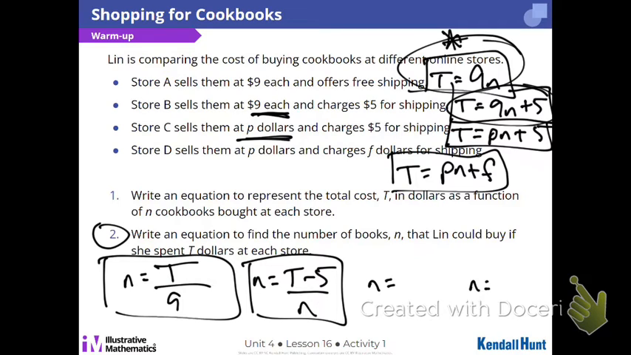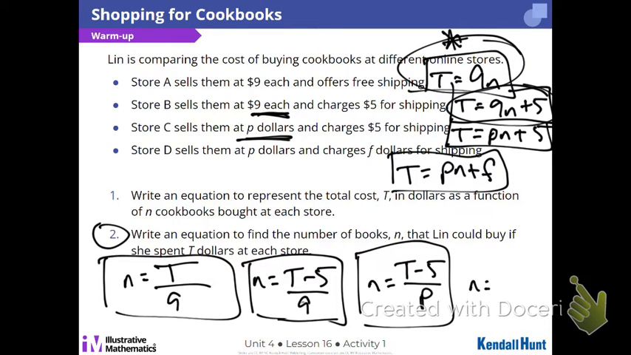Riley? What did you do? Wait, what did you divide by? 9? Yeah, I messed that up. It is 9. $9 per book. We know the price per book. Okay, so Riley, give me the third one there. T minus 5 over P. Yeah, so the difference here is we don't know the price per book, so instead of 9, we have P.